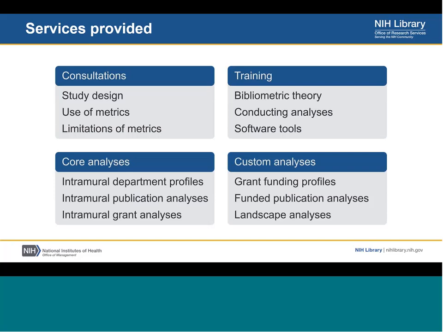So we'll analyze publications either at the departmental level, at the institute or center level, and then across all of NIH to both inform NIH leadership about the intramural research efforts that are happening, but also to inform our own staff and our own library about the research that's happening so that we're better positioned to provide services that align with the interests of our own researchers.